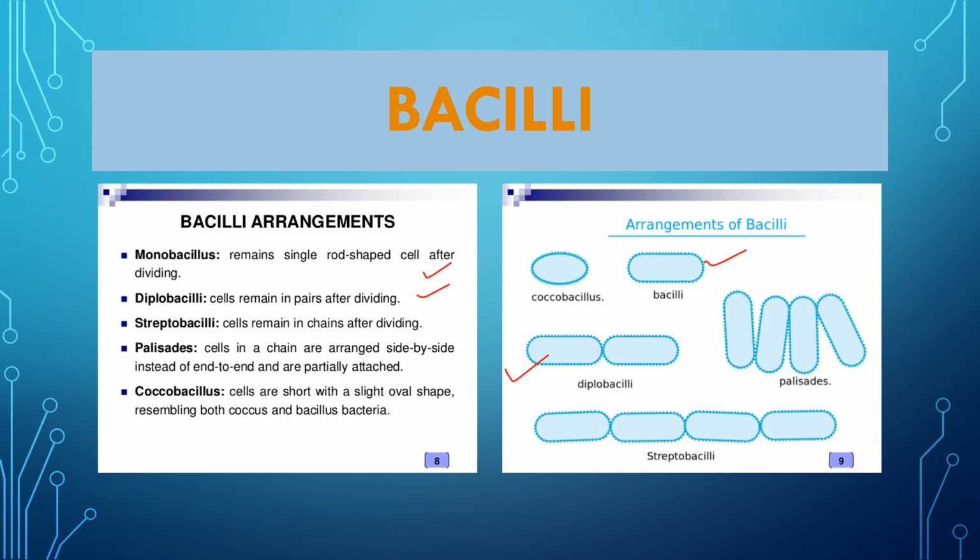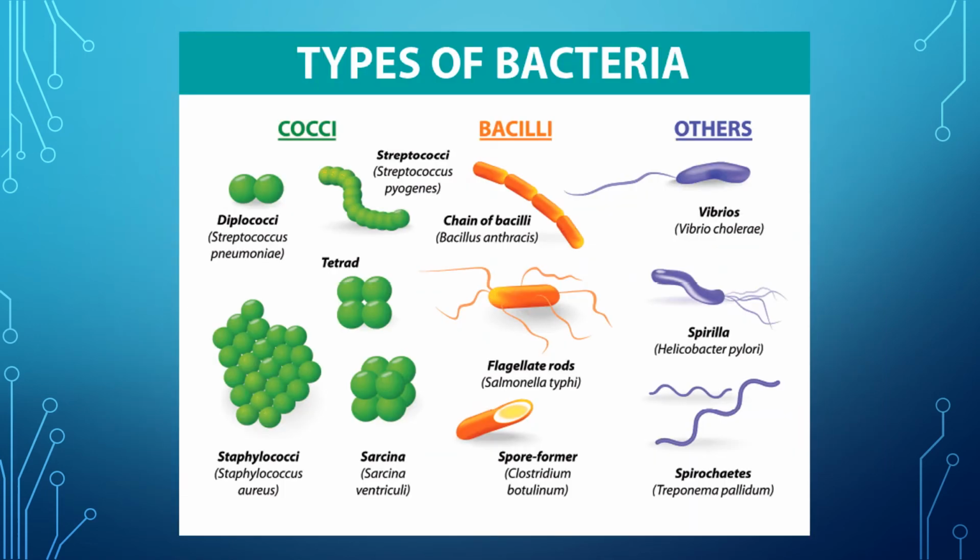These cells remain in chains after dividing. So this is streptobacilli. Next is palisades. Cells in chain are arranged side by side instead of end to end. They are partially attached. This is palisade. They are attached end to end. Next comes the coccobacilli. They are short with slight oval shape resembling both coccus as well as bacillus bacteria. That's the reason why they're called coccobacilli.